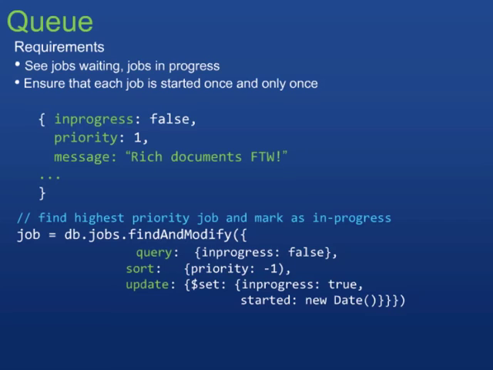So this is going to atomically find the highest priority job that is not currently in progress, mark it as in progress, and give it a timestamp. So this ensures that only a single client in the database will get allocated this single job, and I can manage my jobs fairly easily without having to introduce a separate message queue or other type of system to manage those jobs.